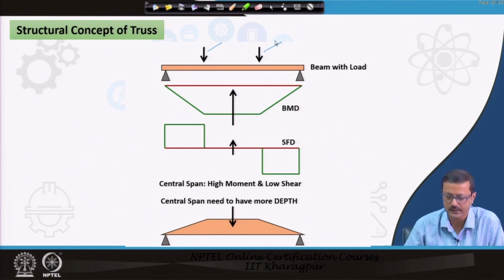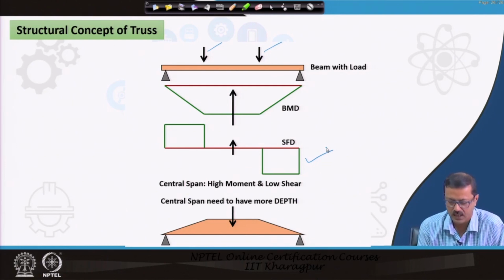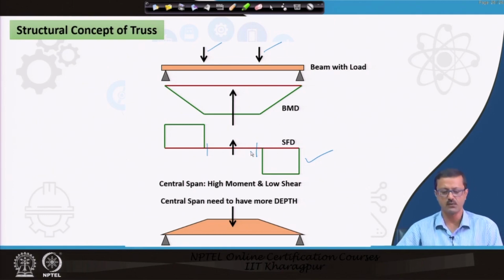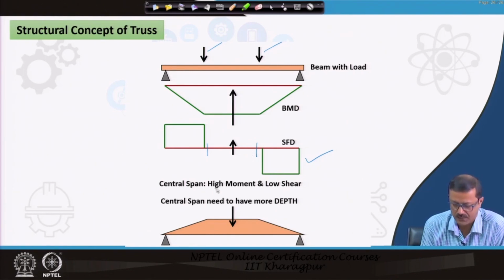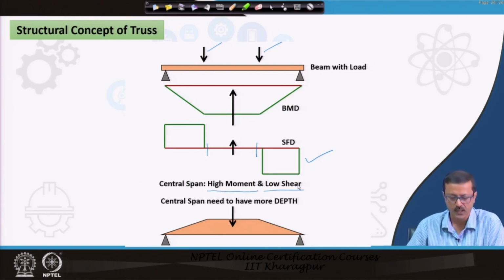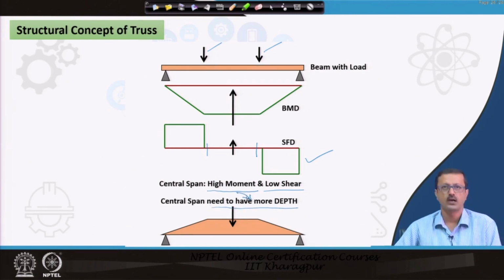And also it is very important that the SFD is something like this, and we have discussed this many times in the earlier lectures, and in the middle 1/3 portion there is no shear. So, this middle 1/3 portion is under pure bending, and the side portions are under shear also bending. But if you look into the bending moment diagram, what we understand from that is the central span is having high moment and low shear, almost 0 shear, and the central span needs to have more depth, because you have to encounter a high moment in the central portion.